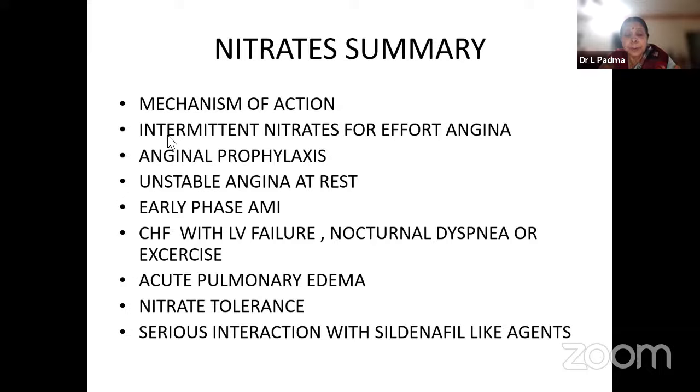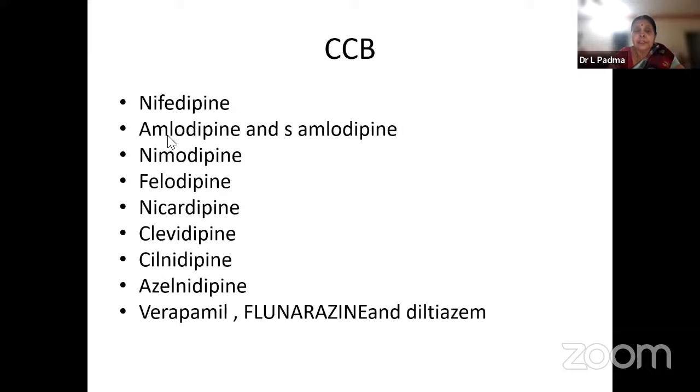Last two, you should remember, you should never forget when and how to administer, and be careful with these PDE5 inhibitors. Now, the other drugs which are used, we have already dealt. I'll just say how it is useful in which sort of angina.